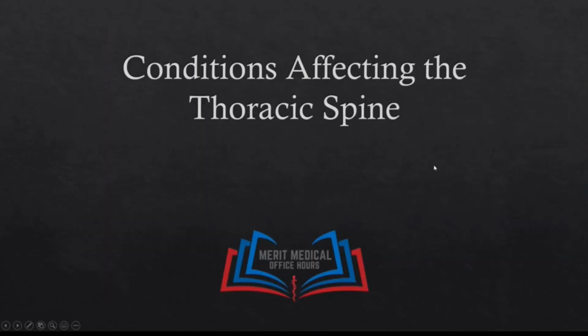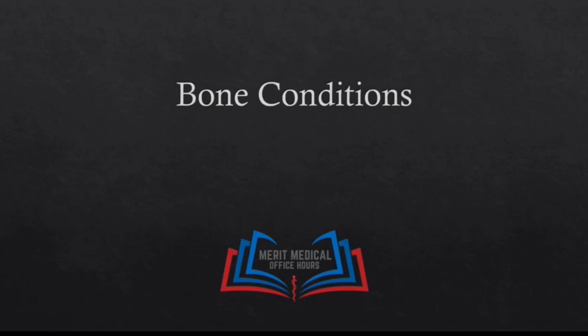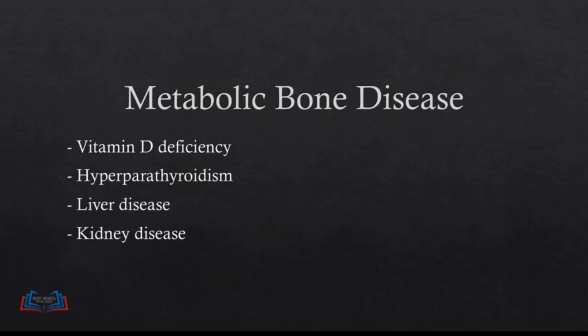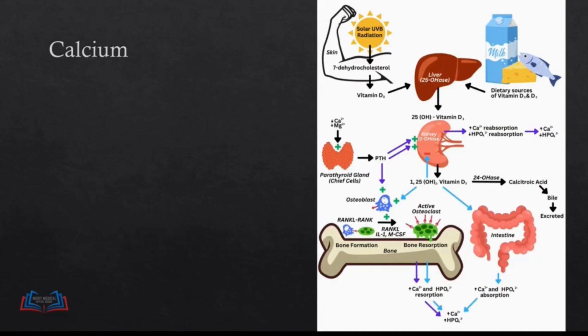I wanted to look at a couple of the conditions that affect the thoracic spine in general. And obviously our workers are going to have some of these conditions. They include bone conditions, and that includes metabolic bone conditions. If we live in northern climates, we're not seeing the sun as often, and so we have a higher incidence of having low vitamin D.